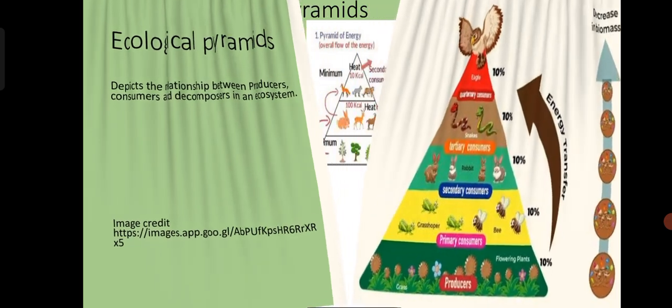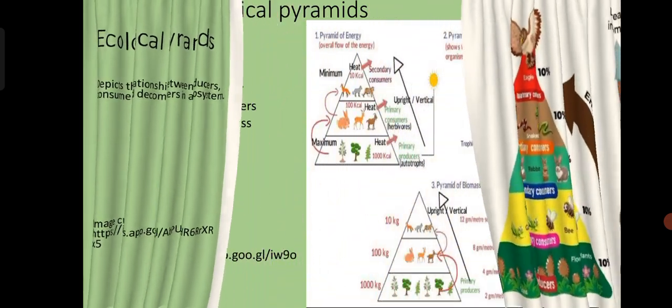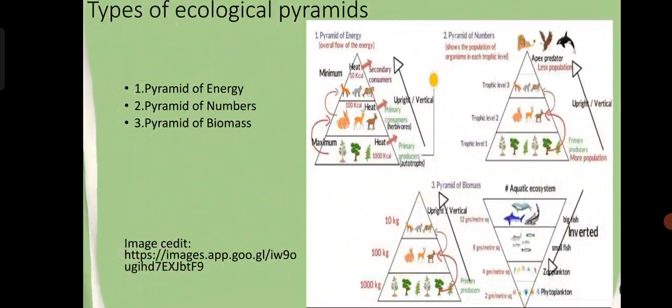Now coming to the next slide, here we will be learning about the different types of ecological pyramids. There are three main types of ecological pyramids. The first one is pyramid of energy or productivity. The second one is pyramid of number and the third one is pyramid of biomass. Now coming to the first one, that is pyramid of energy.